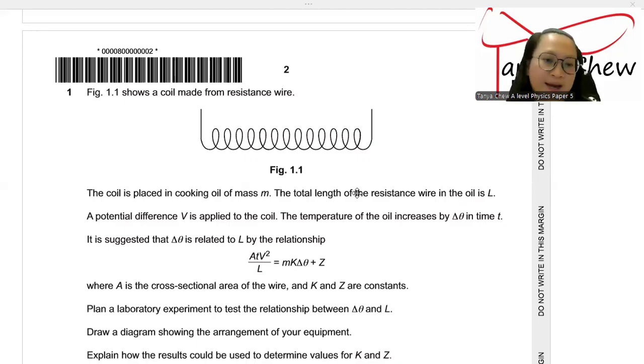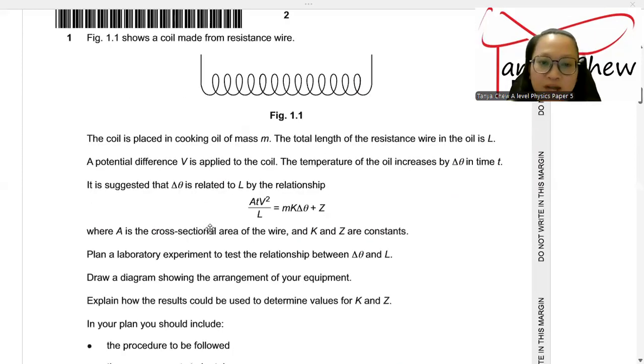It is suggested that delta theta is related to L by the relationship given here, where A is the cross-sectional area of the wire and k and z are constants. Plan a laboratory experiment to test the relationship between delta theta and L. So you have to focus on delta theta and L.